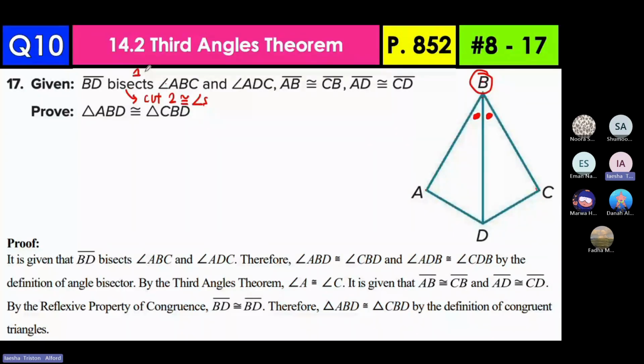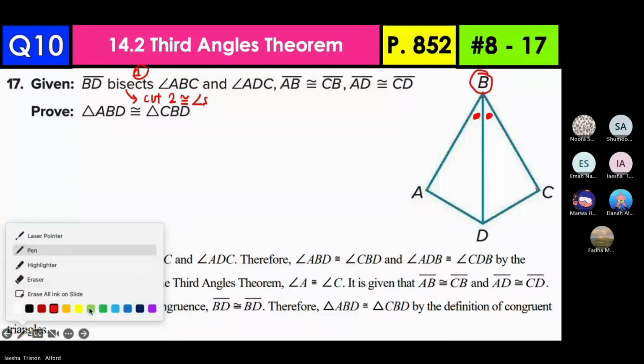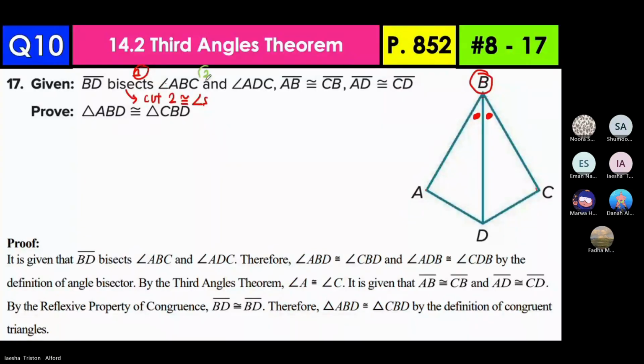That was given number 1. Given number 2, angle ABC, oh, sorry, not that. It cuts both. I misread that, sorry. So what is this saying? BD bisects angle ADC. This one is also cut. So if we cut angle D, this one and this one are the same. So that was given number 2.